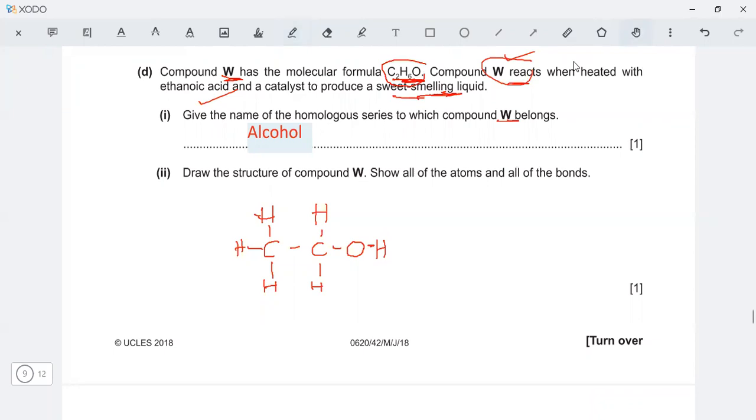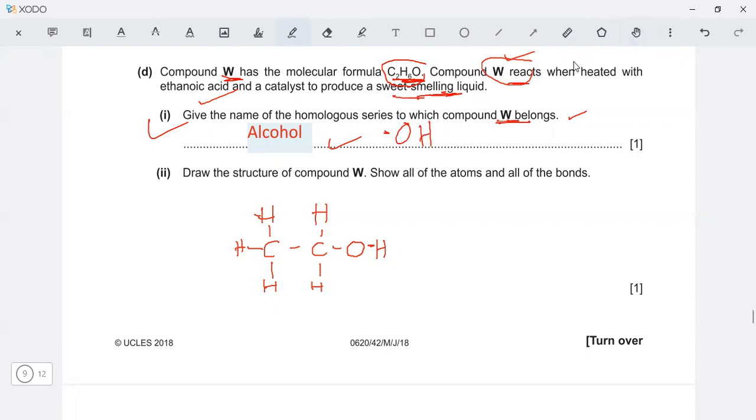So in the esterification reaction, we know acid and alcohol react to form a sweet smelling compound that we call ester, right? So give the name of the homologous series which compound W belongs to. So compound W belongs to alcohol, OH.